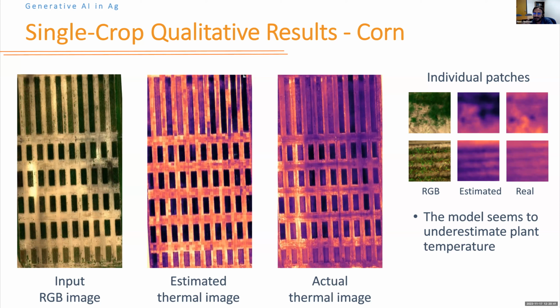You can see that our model seems to underestimate plant temperature. In the green areas, it's a little darker than the response of the real one. And sometimes it seems to overestimate the ground temperature. So I'm trying to say the models need to be calibrated to the real data, using real temperature sensors. That's part of what we need to do in the future. I'm sure that's going to help a lot.